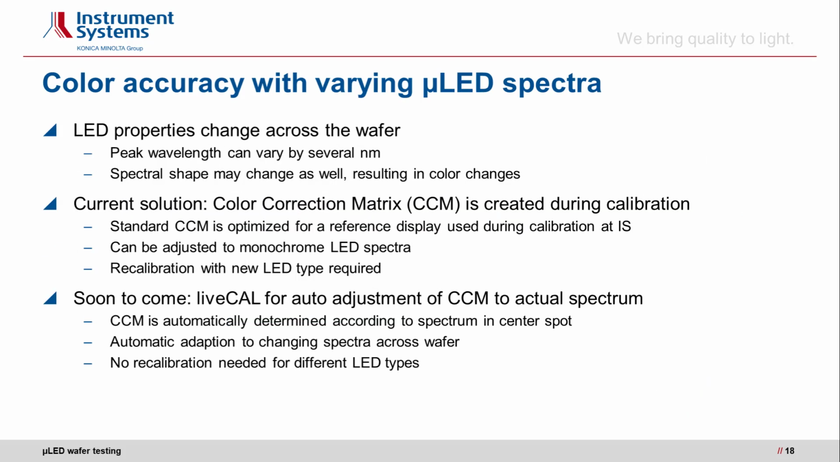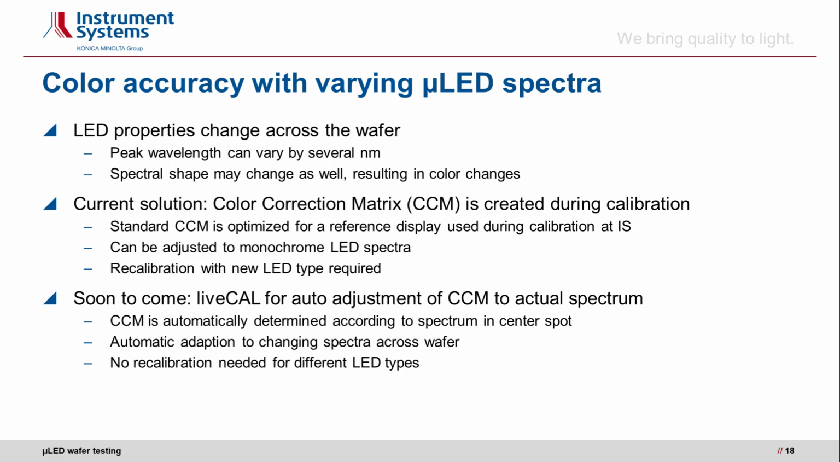One question which I would also like to address here is the question of color accuracy with varying micro-LED spectra. We know that LED properties can change across the wafer. We see the peak wavelengths can shift by several nanometers from one end of the wafer to the other end. We also see that sometimes spectral shapes might be a little bit different, and this will also result in color change. The current solution is a color correction matrix, which is built into the Lumitop software, and this one is created during our calibration.